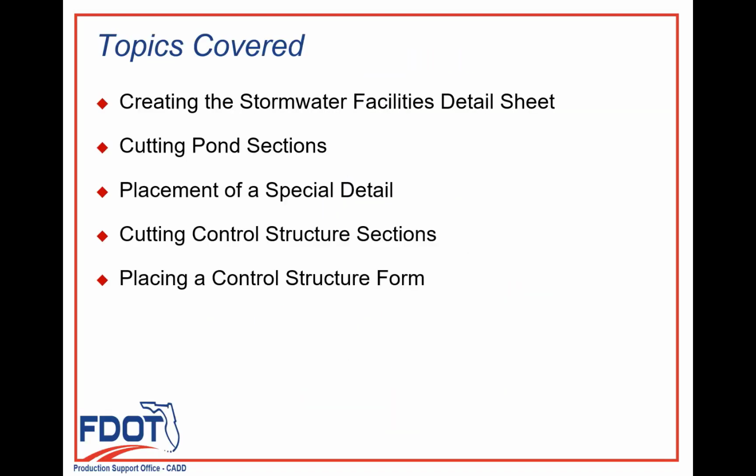Topics that will be covered in this chapter include creating the Stormwater Facilities Detail Sheet, cutting pond sections, placement of a special detail, cutting control structure sections, placing a control structure form. Let's get started.